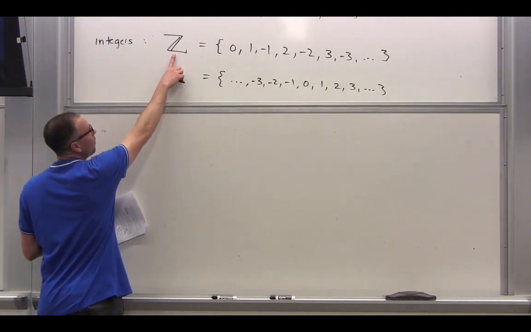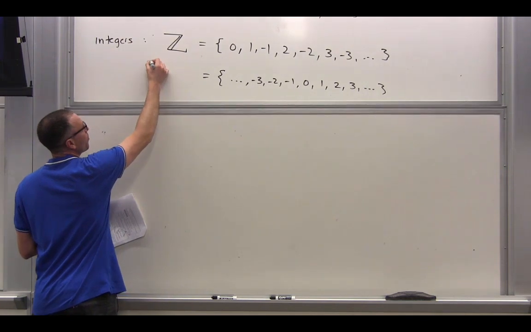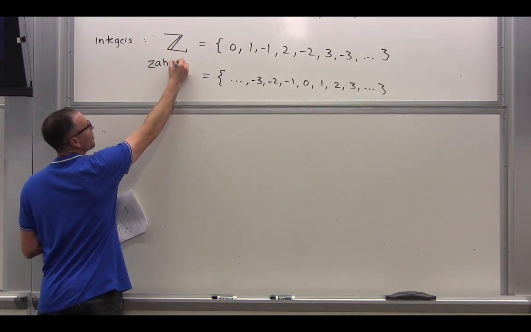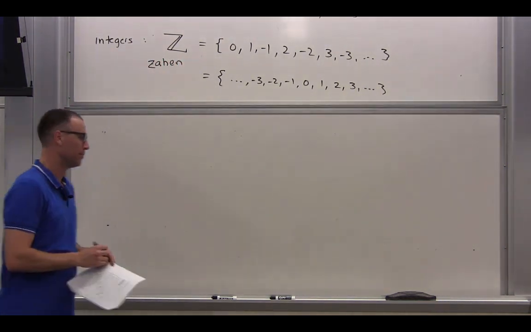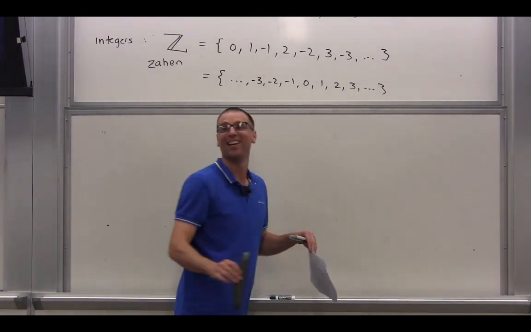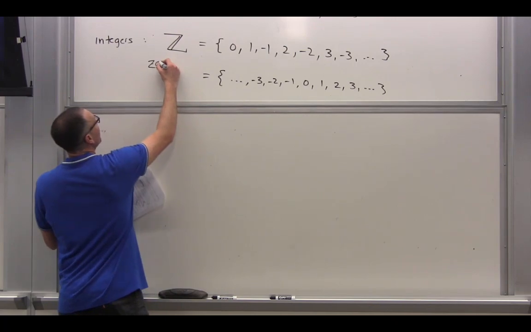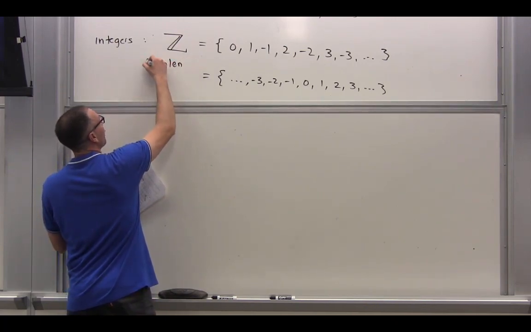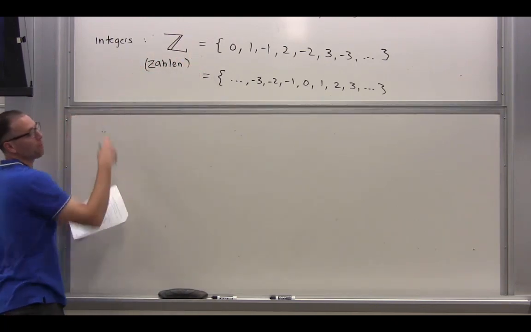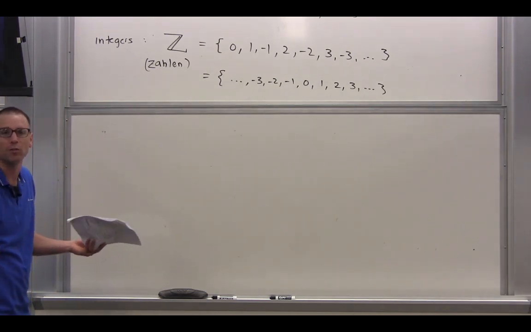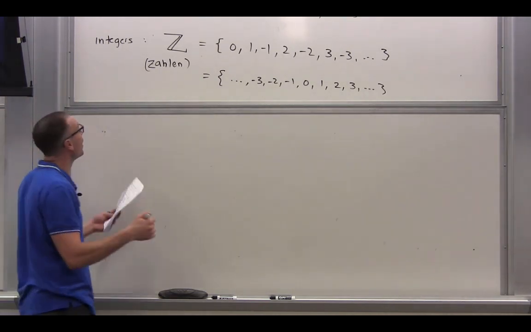The letter Z comes from the word number in German, and I think it's something like this. What is it? Z-A-H-L-E-N. Awesome. Thank you for that, Mike. Yeah, so that's where Z comes from, number, right? It's like a classical version of numbers where you're allowed to do 0 and negatives.